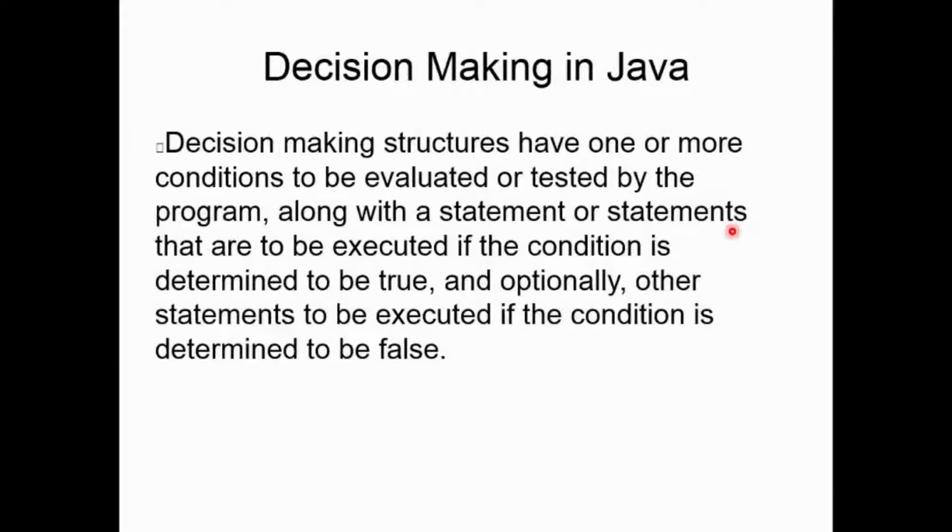Now we will see decision making in Java. Decision making structures have one or more conditions to be evaluated or tested by the program along with a statement or statements that are to be executed if the condition is determined to be true, and optionally other statements to be executed if the condition is determined to be false.